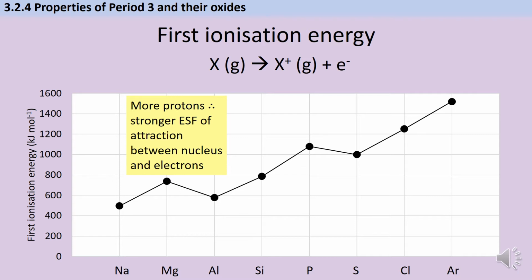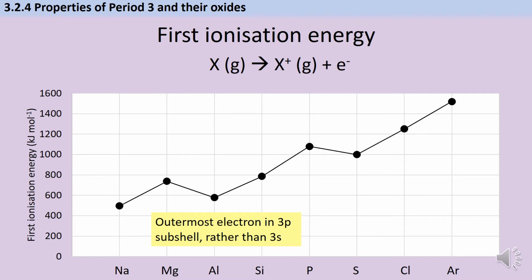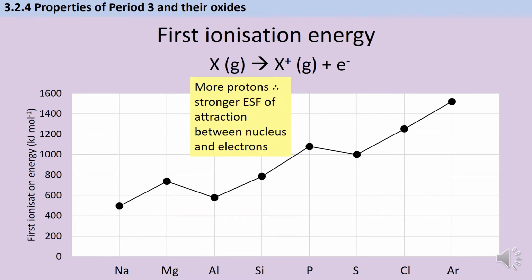electrons. However, we see aluminium deviate from this trend, and the reason for this is that aluminium's outer shell electron is in the 3p subshell rather than the 3s subshell. It's higher energy and therefore it requires less energy to remove. Silicon and phosphorus then follow the general trend that we've been expecting.